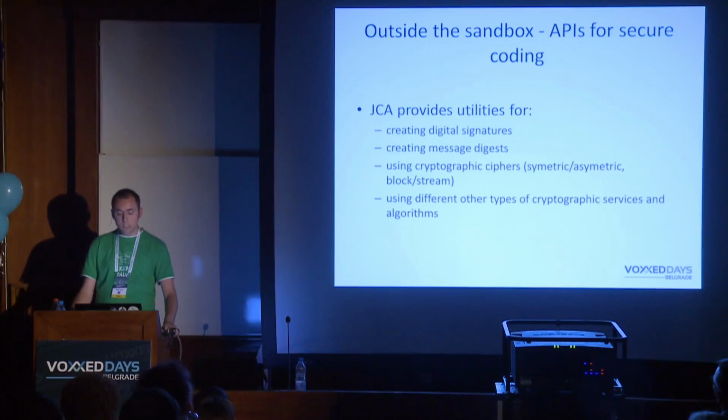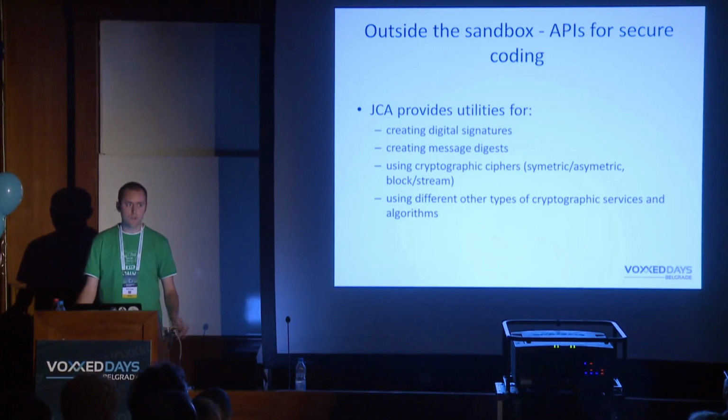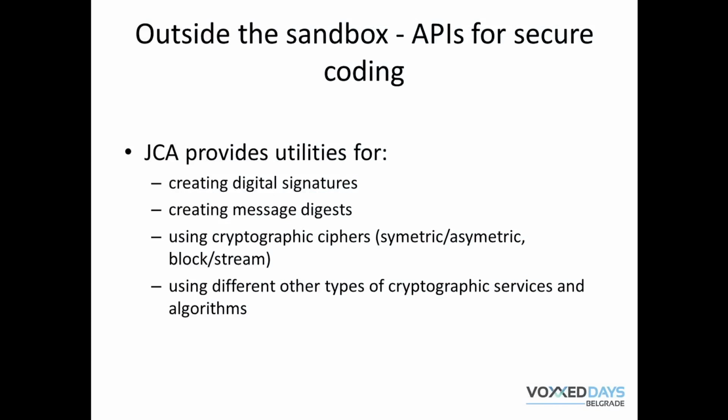So JCA, the Java cryptography API, as most of you know, provides a number of utilities for working with message digests, creating digital signatures, and so on and so forth. And basically, it's a direction of the JDK to implement better and stronger cryptographic algorithms and supply them as part of the JVM.